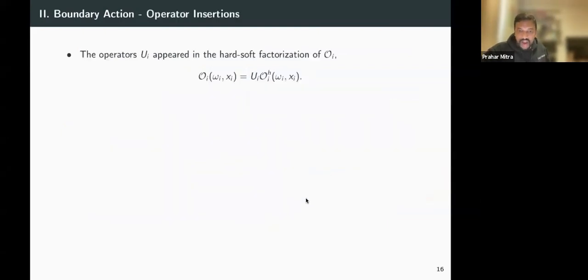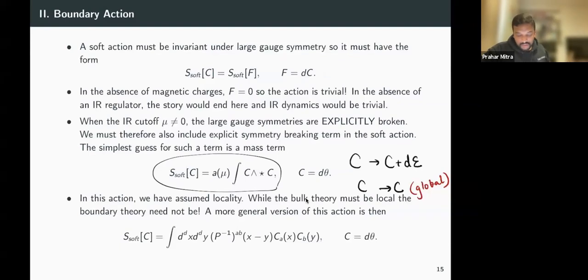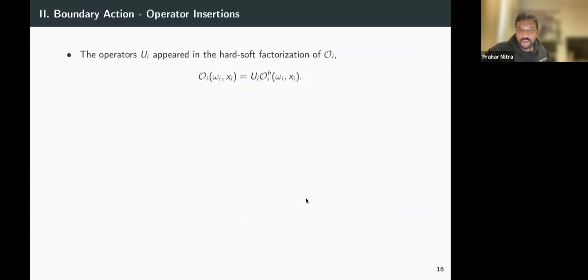Okay, so I've now told you what the action is. You're almost done. I just now need to tell you what the operators U_I are, and then you have everything. You can now compute everything you need. And we can also work out what U_I is, also based on symmetries. And the way I'm going to do that is to just look at how everything transforms, and then I can extract the structure of U_I.